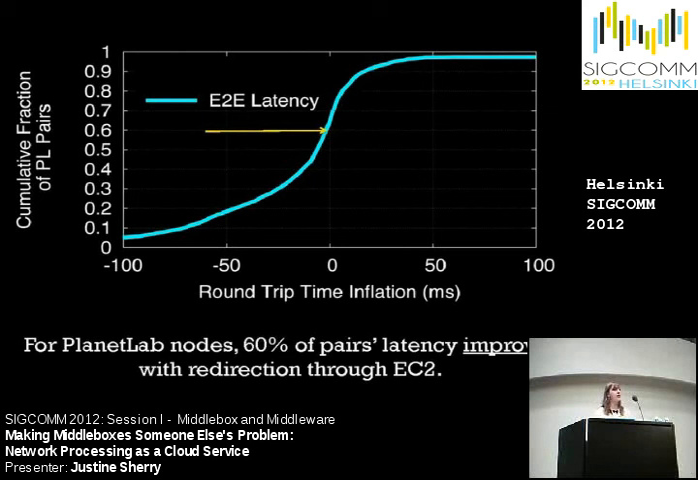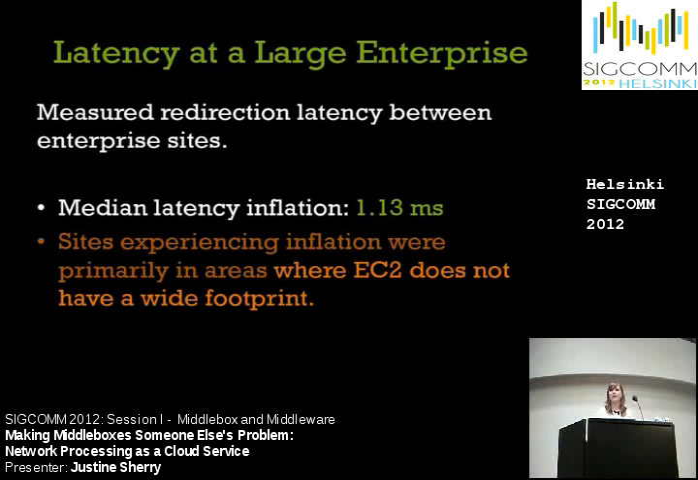Now, for those of you who know about triangle inequality violations in the internet, this is a very intuitive result. But we also wanted to look at an enterprise footprint rather than a university footprint. So we repeated the same experiment, but this time with the enterprise data set. And here we saw that we also had fairly good performance, but that in the median case, we did see some inflation. And this inflation was about 1.13 milliseconds of the overall RTT, which in terms of wide area latencies is typically considered to be fairly negligible.